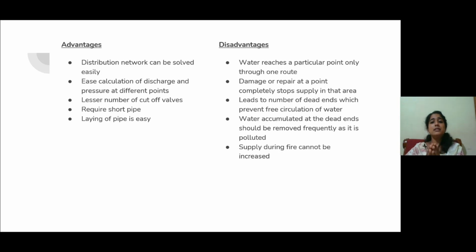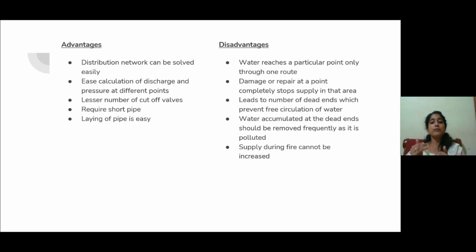And it leads to a number of dead ends which prevent free circulation of water because every main has a dead end, every submain has a dead end, every lateral has a dead end, so free circulation of water does not happen in the dead end system. And the water accumulated at the dead end should be removed frequently as it is polluted. That is, water quality will deteriorate due to these dead ends.